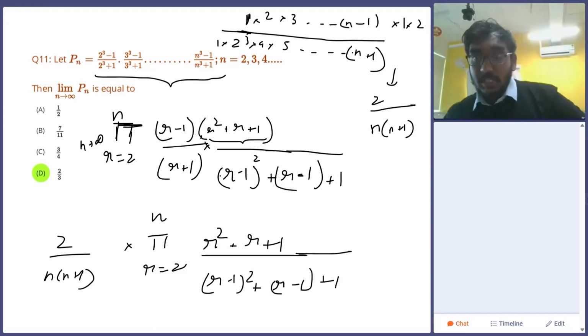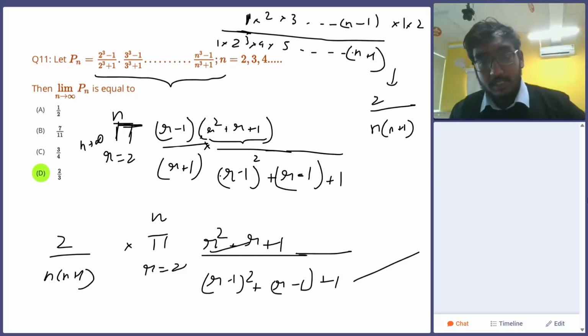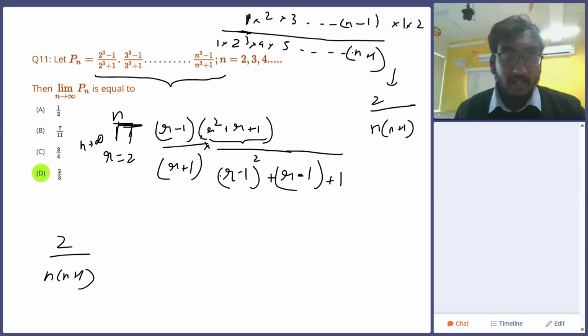That is, the numerator of the next term will get cancelled with what? Sorry. The numerator of this term will get cancelled with the denominator of the next term, okay? And so on it goes, okay? So what will be left out is, see, this will get cancelled with the denominator of the next term, right? Because I will just say r square plus r plus 1 upon r minus 1 square plus r minus 1 plus 1, right? So this is basically this particular expression.